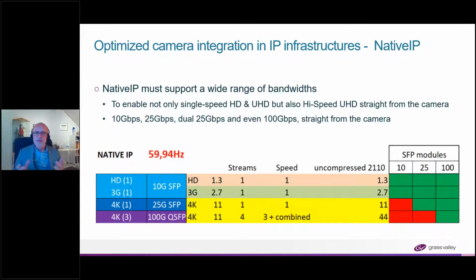Well, that would be a solution. On the other hand, this would also mean even if you only want to use the camera in HD single speed, where you need only 1.3 gig per camera, you would need to use 100 gig QSFP in your COT switches, in all your network switches.